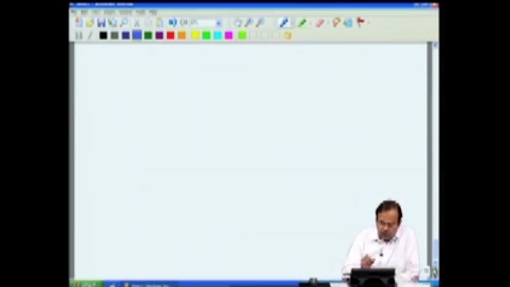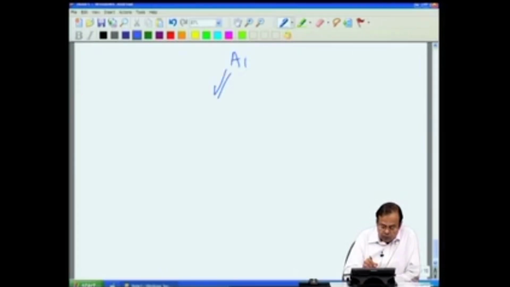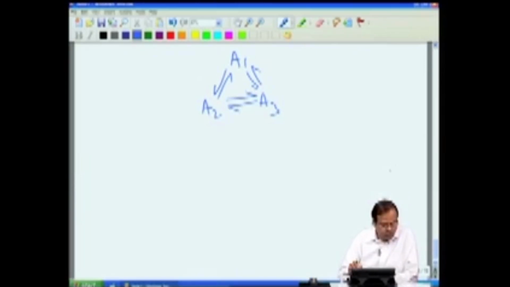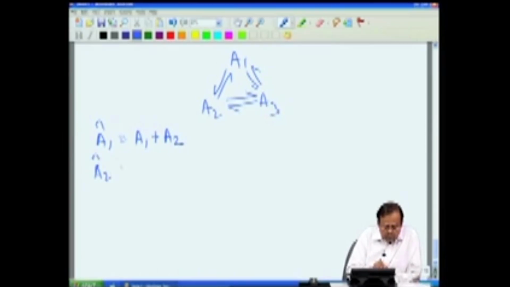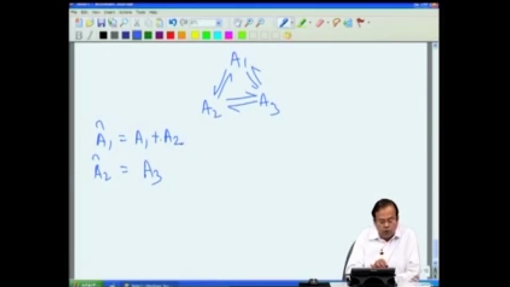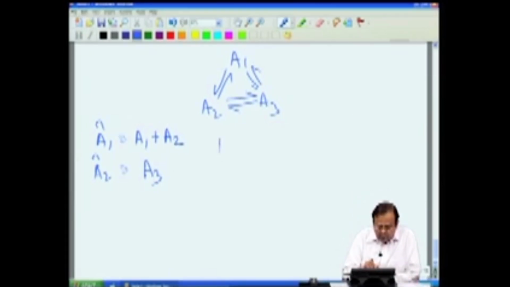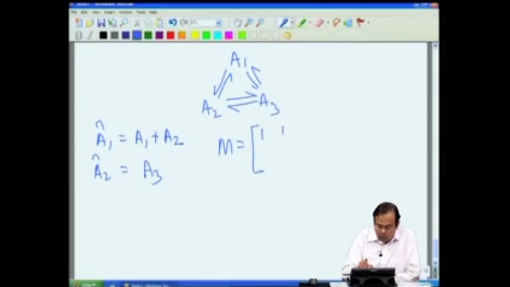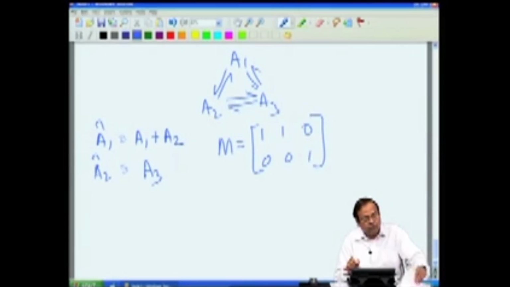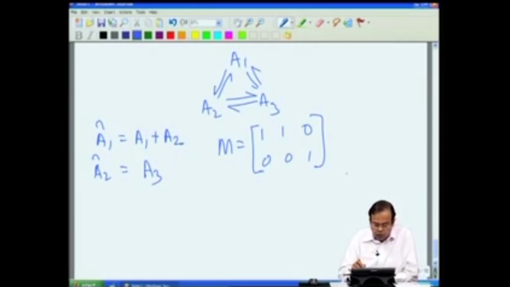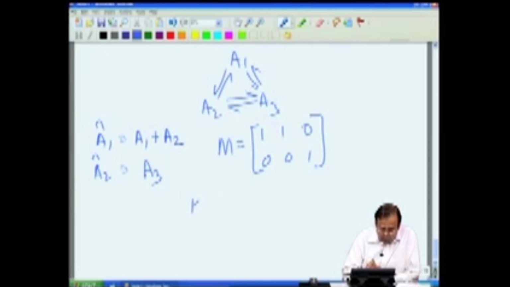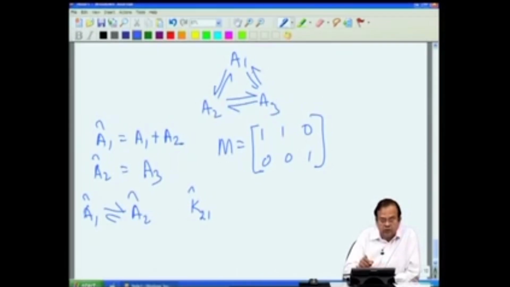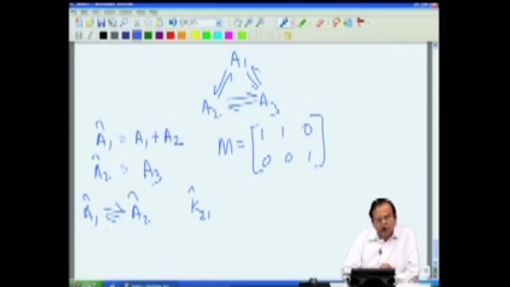Let us take an example and things will be more clear. So, let us say that we have A1, A2, A3 in this reaction network with corresponding reaction rate constants, and let us say that I want to define A1 hat as A1 plus A2 and A2 hat as A3. So, two species A1 and A2 are lumped into a single species, and A3. So, my matrix M here is 1 1 0, 0 0 1, and if we use this lumping condition, we get the following. We get my reaction rate constant K hat 21, and what is our reaction now? A1 hat going to A2 hat, a much simplified reaction compared to this triangular reaction network. We have just two species, one reaction.